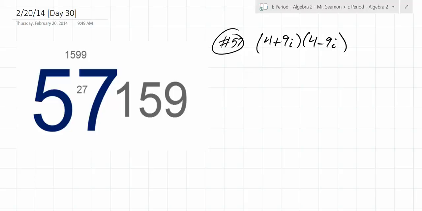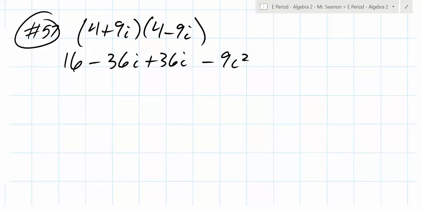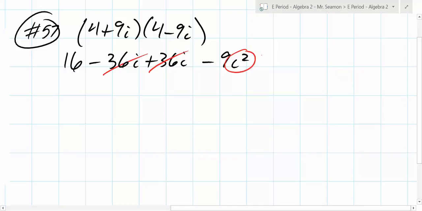So 4 times 4 is 16 minus 36i plus 36i minus 9i squared. Make sure you're okay with what we just did there. Does that make sense? Something cancels. And what is i squared? So you end up with 16 minus, 16 minus 9 times negative 1. So what is that? Shouldn't it be negative 81.